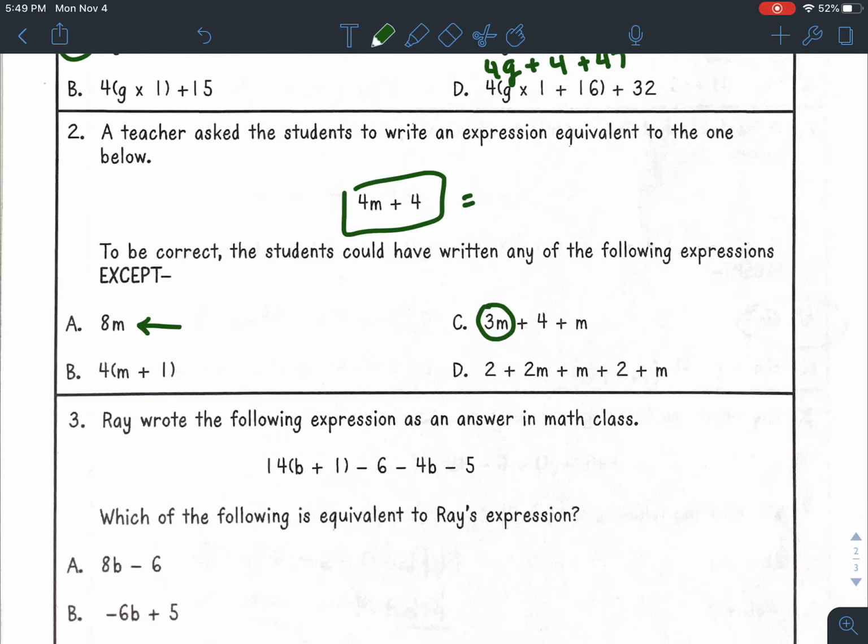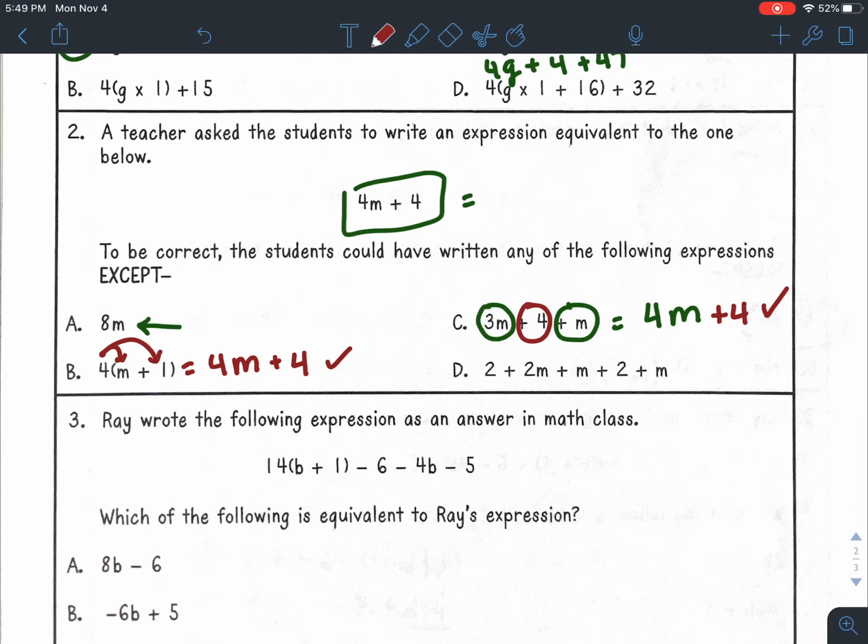Let's look at the other ones. I have 3m plus 4 plus m. Again, you're combining things that are similar. So 3m plus 1m gives me 4m. And then I'm left with that constant of just that positive 4 there. So I can see that that one is correct. The next one I see is B. Again, I'm distributing. I'm passing that 4 out to both pieces. So 4 times m gives me 4m plus 4 times 1, which gives me 4. So I see that that matches.